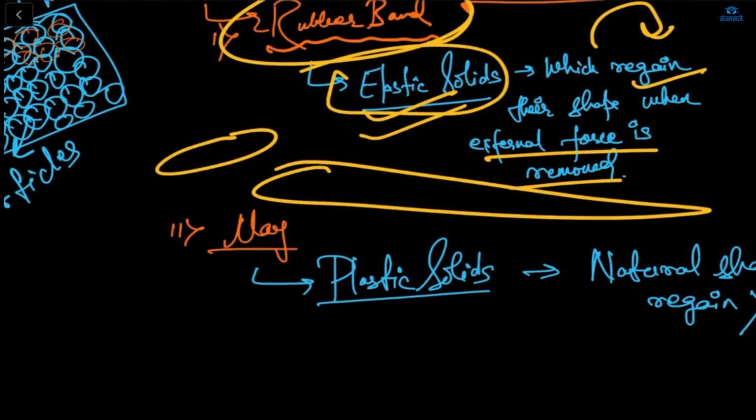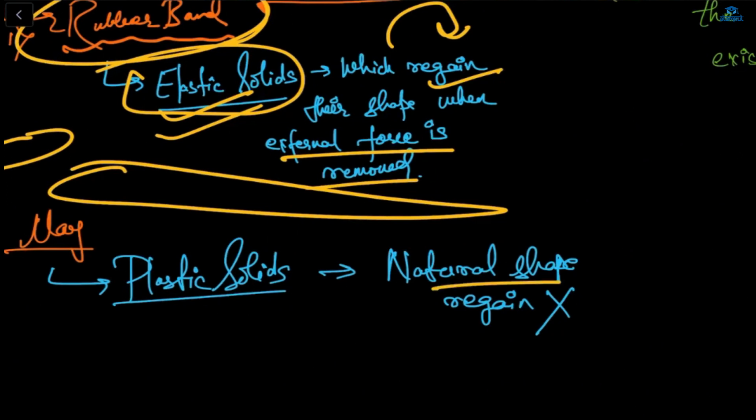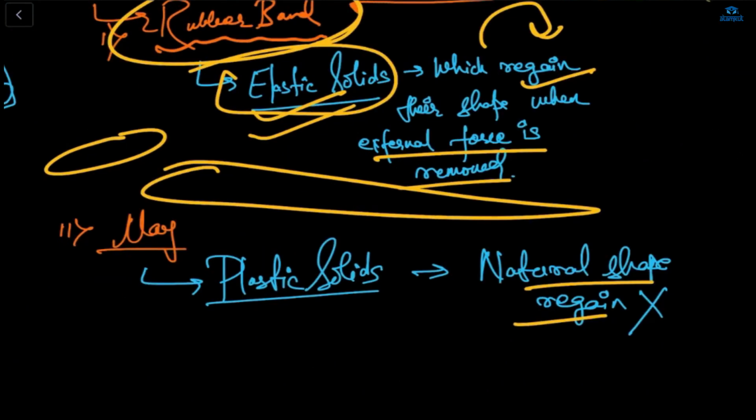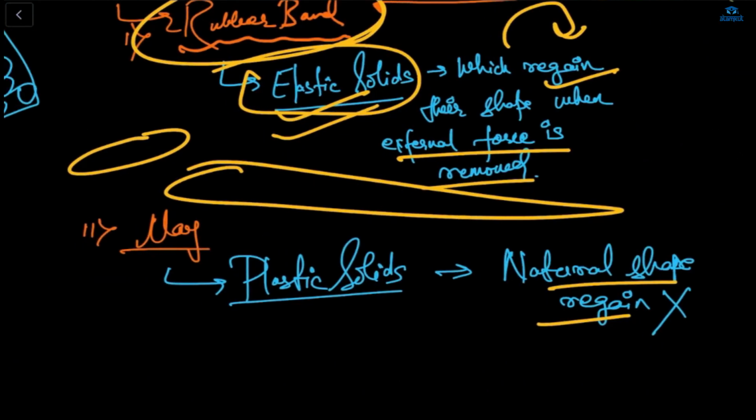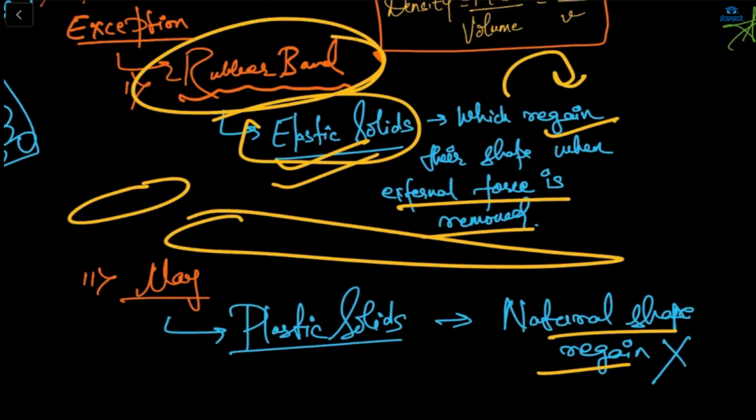Like your clay. Clay is a plastic solid. Natural shape regain? No. Why? Because अब देखो जैसे clay है, we all play with clay ना. यहाँ पर क्या होता है कि अगर हम लोग clay के साथ खेल रहे हैं, if we press a clay, let's say, तो नहीं clay वाला part जो है वो कट कर देंगे. यहाँ पर clay is what? So plastic solids and elastic solids are done.